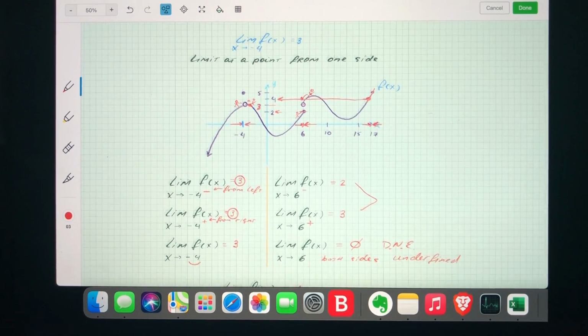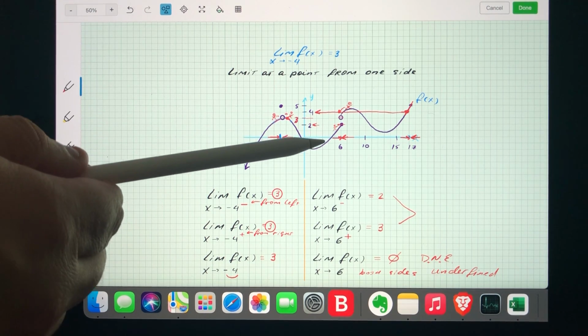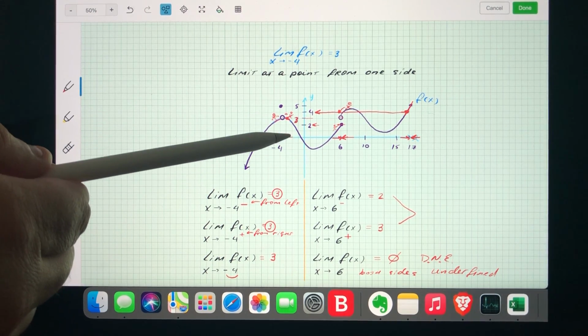And that's the difference between the limit at both sides and the limit from left side or right side. The limit may exist from left or from the right, but may not exist from both sides. And that's it for this example.